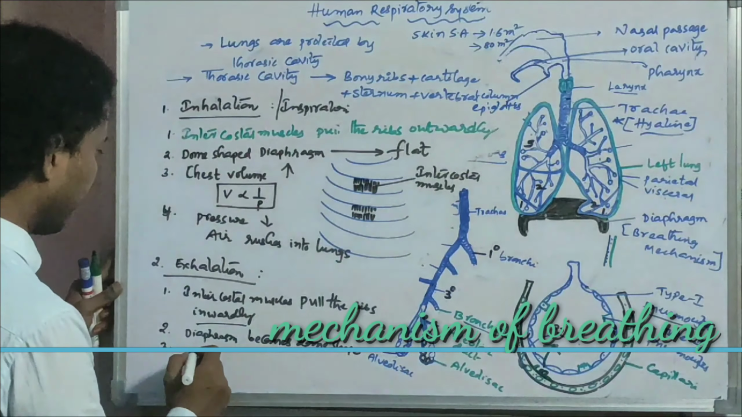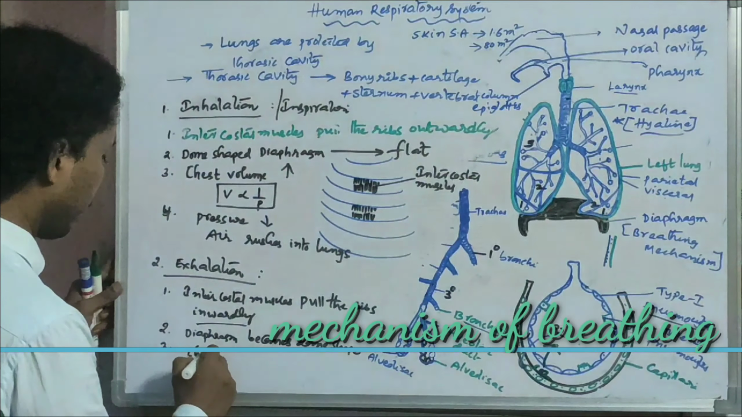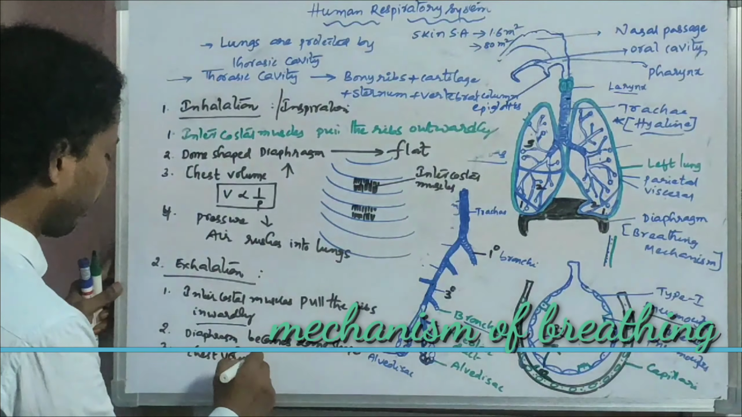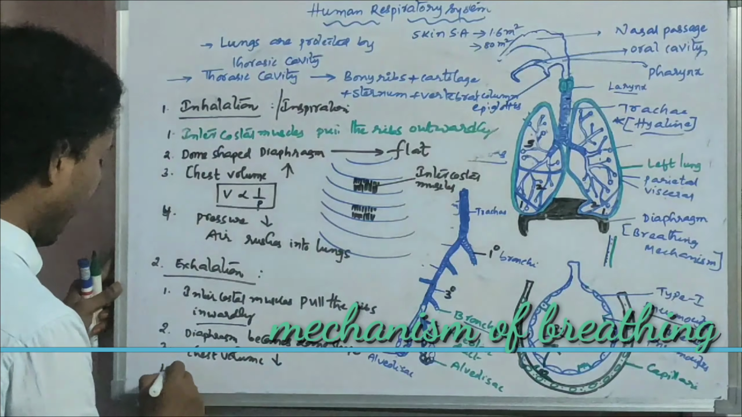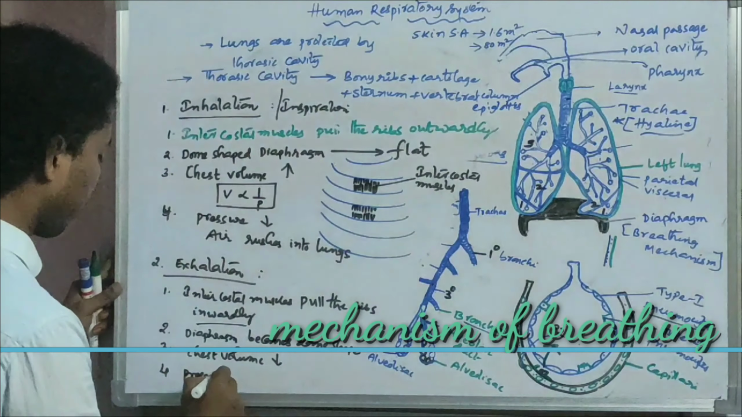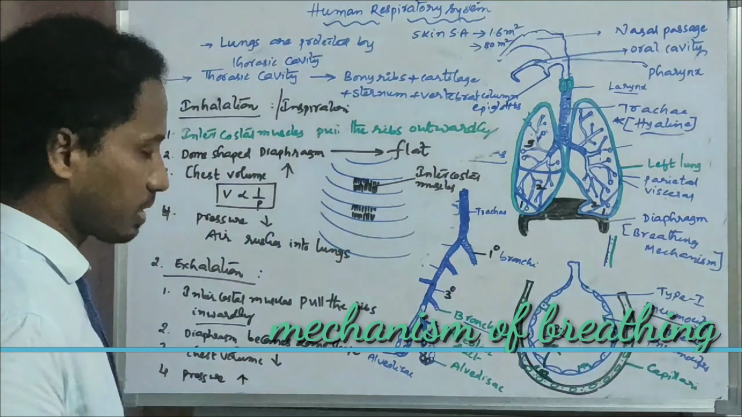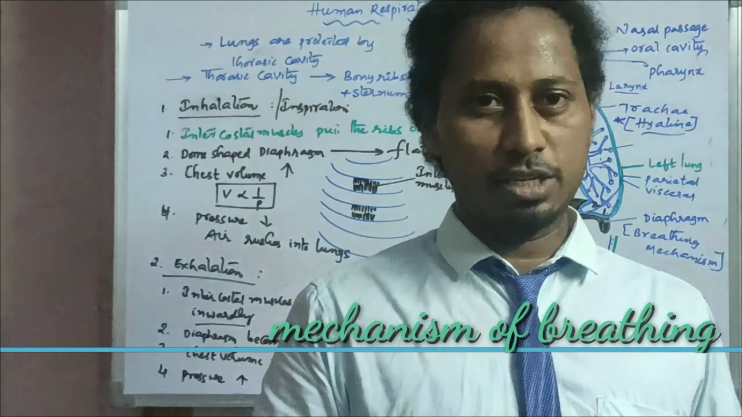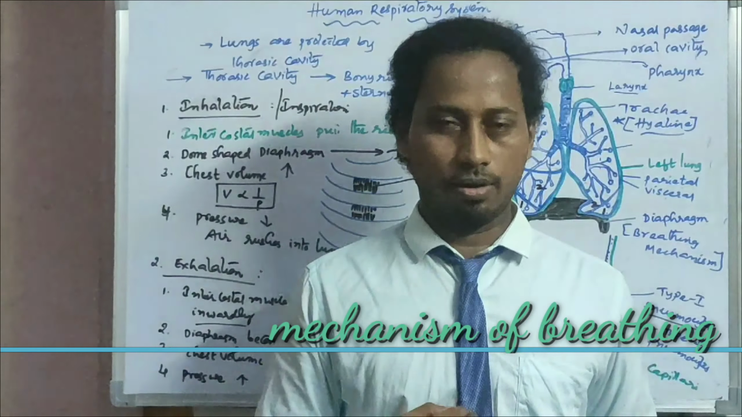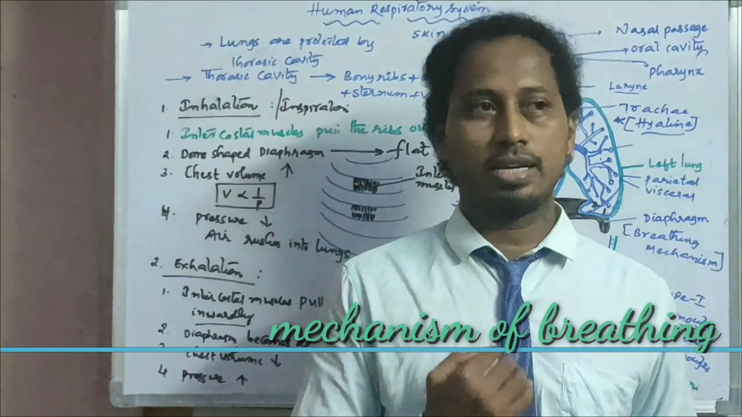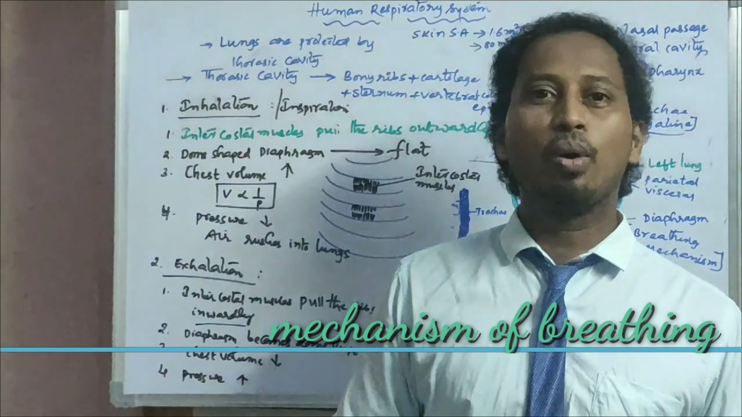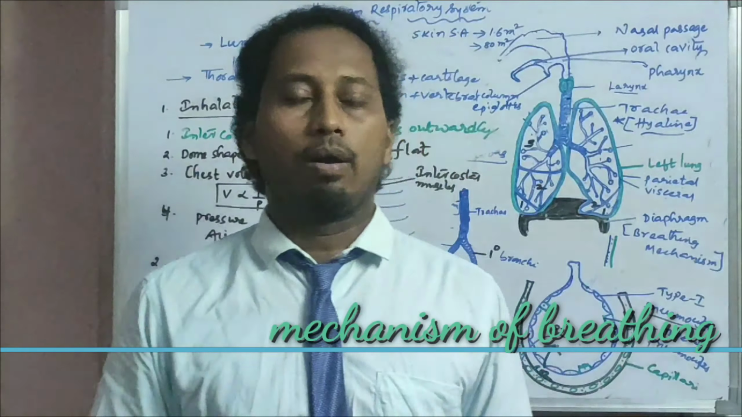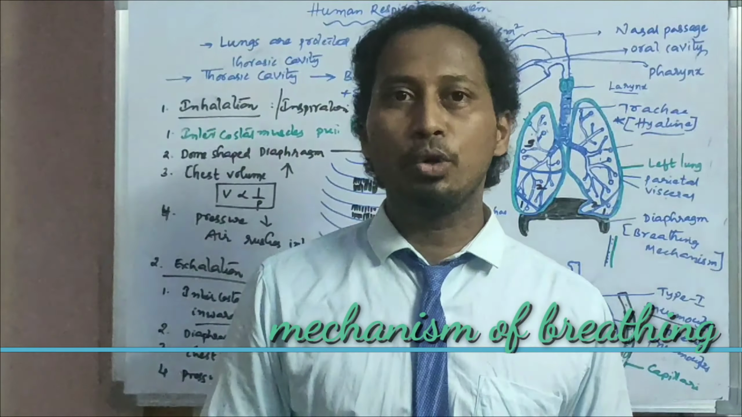Later on, this leads to the chest volume decreasing and the pressure increasing, according to the law of volume and pressure relation. So the pressure increases, and at that time the gas tries to go away. So carbon dioxide will go away. This is the simple mechanism of breathing in humans.